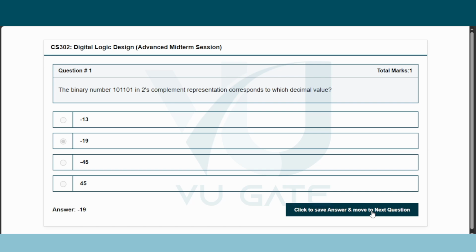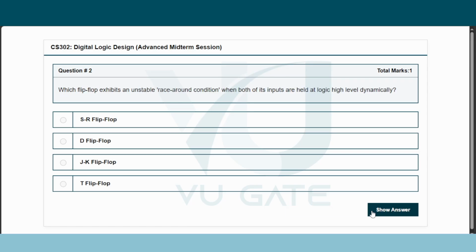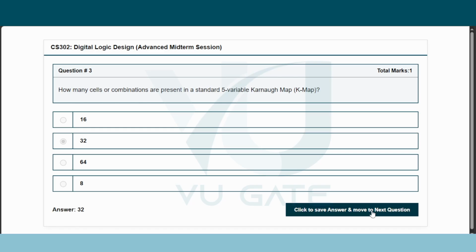Moving on to the next question. Which flip-flop exhibits an unstable race-around condition when both of its inputs are held at logic high level dynamically? The correct answer is JK flip-flop. Now for the third question. How many cells or combinations are present in a standard 5-variable Carnot map? The correct answer is 32.